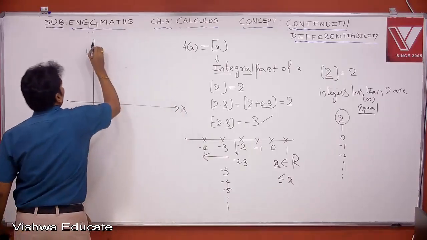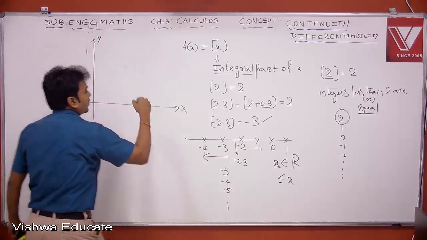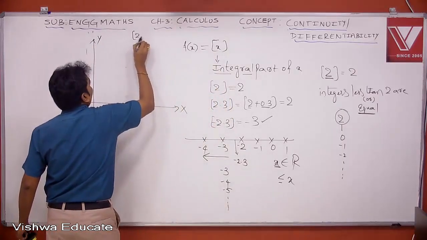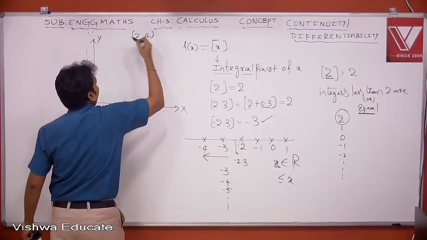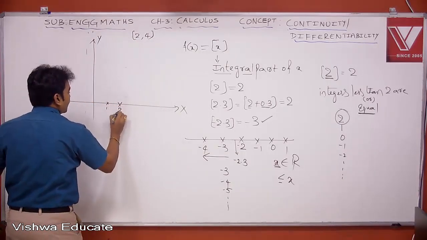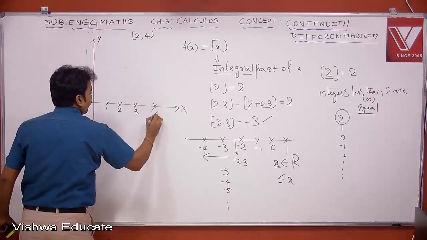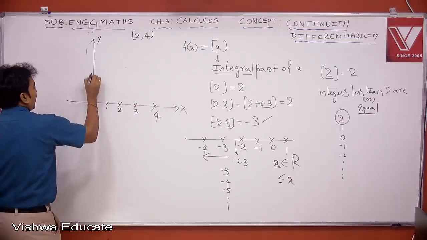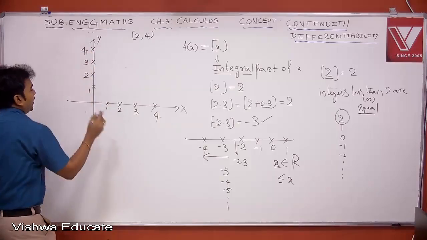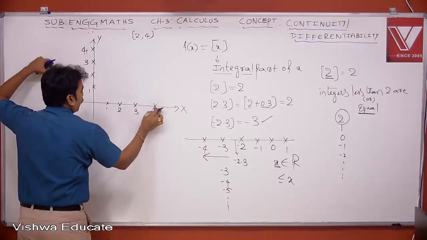X-axis, y-axis. So the function is integral part of x. Let us discuss its continuity in closed interval, for example 2 comma 4. Start from this. This is 1 on the x-axis, and on the y-axis 2, 3 and this is 4. Now let us draw the graph from 2 to 4 onwards.